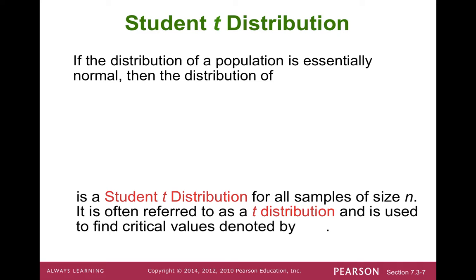And so again, this is another slide where the formatting of the way that the formulas were put in is not compatible with PowerPoint, and so you will have to go into the text, and there is a section on student t distribution to fill in these formulas for yourself.